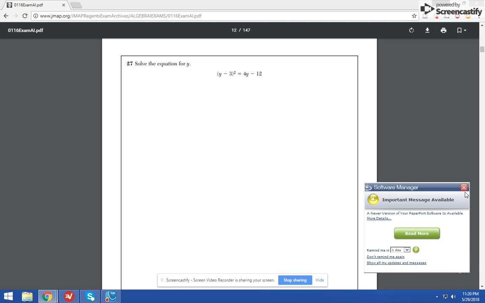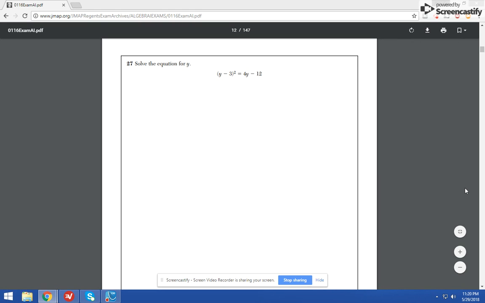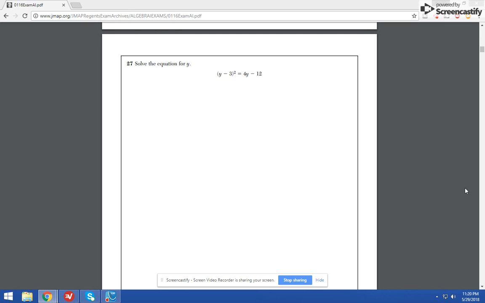Okay, a question like number 27. Solve the equation for y. Now, if you notice, it doesn't say algebraically, which means that you can do whatever you want. You can graph it, you can algebraically do it, you can end solve it. So you have a lot of choices here.